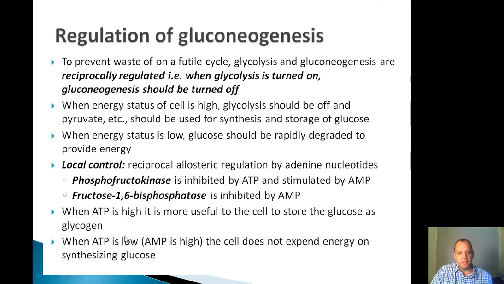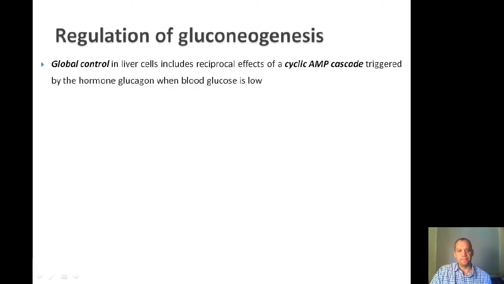But when ATP is low, it will mean that AMP will conversely be high, so the cell does not expend energy on synthesizing glucose. It should actually shut off its gluconeogenesis pathway and turn on its phosphofructokinase reaction. And this is why we see this reciprocal effect here of AMP. AMP will switch off the fructose 1,6-bisphosphatase enzyme of gluconeogenesis, while also switching on the phosphofructokinase enzyme, which of course switches on glycolysis.